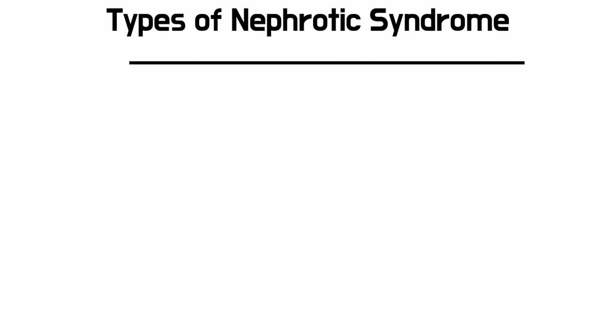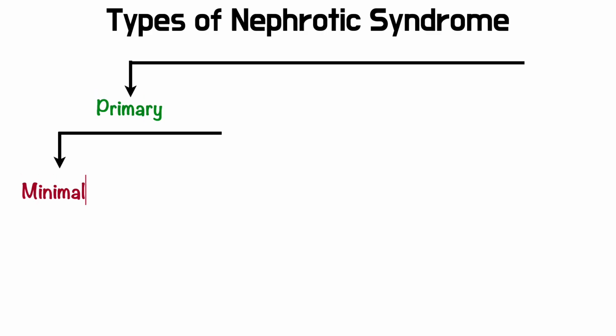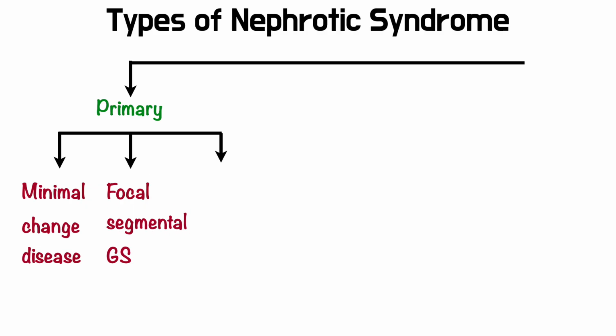So there can be primary nephrotic syndrome or secondary nephrotic syndrome, and in primary the types are minimal change disease, which is the most common one. Almost 76% of pediatric children will present with minimal change disease, and focal segmental glomerulosclerosis is another one, and another one is membranous nephropathy.